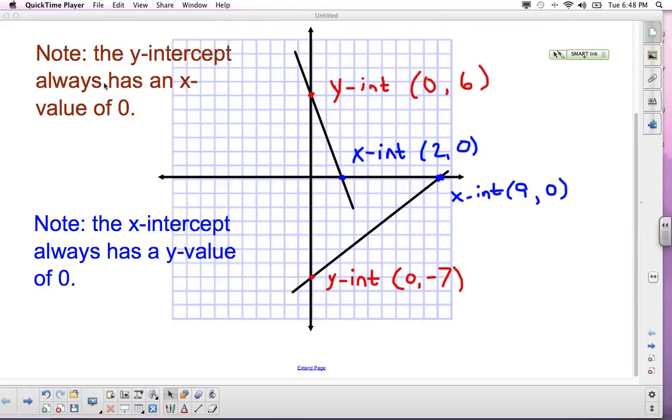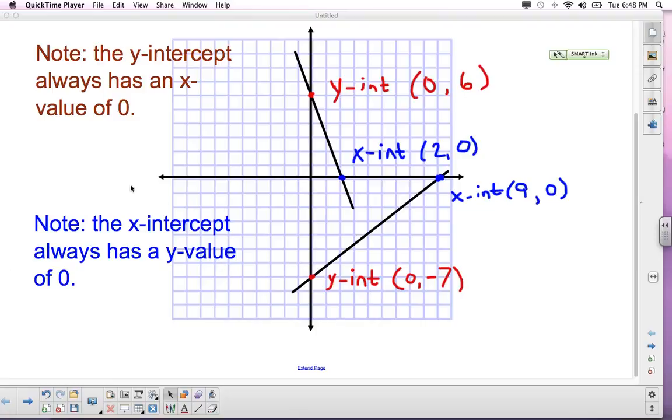The thing that you really need to pay attention to help you with intercepts is that notice that the y-intercept numbers (0, 6) and (0, -7) always have an x value of 0. Any point that's on this y-axis is going to be 0 something. (0, 0), (0, -1), (0, -2), (0, -3).